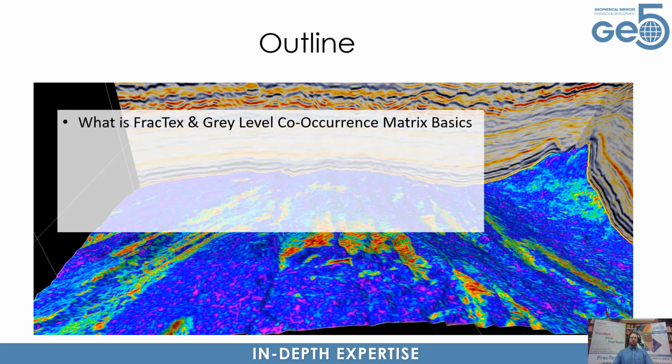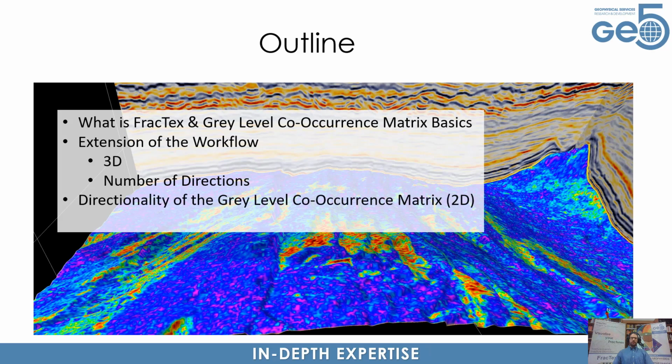In this presentation, I will first give you an overview about FracTex, where the name comes from and what it's about, the basics about the grade level co-occurrence matrix, then the extension of the given workflow from 2D to 3D and to using more directions than 13. Later on, I'm going to talk about the directionality of the grade level co-occurrence matrix, which led to the development of the FracTex plugin. And finally, I'm going to talk about the parameters used for the computation in OpendTect.